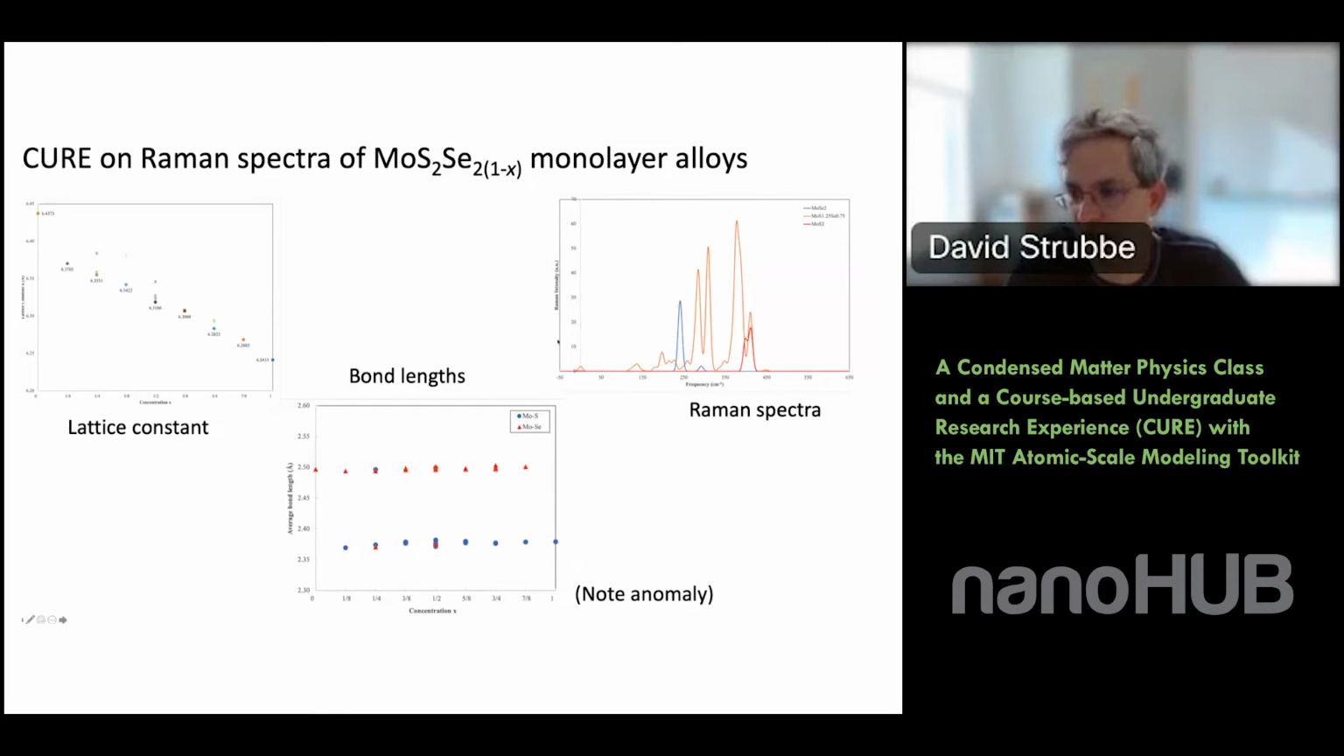And then finally, in the upper right here, I actually have some Raman spectra. We're comparing this one in darker orange, which is MoS2. This one in the lighter orange is an alloy, and in blue, that's the MoSe2. So we can see what happens in these different cases.